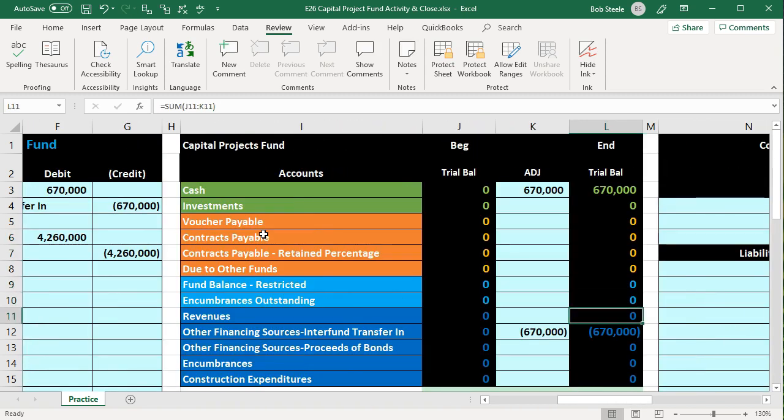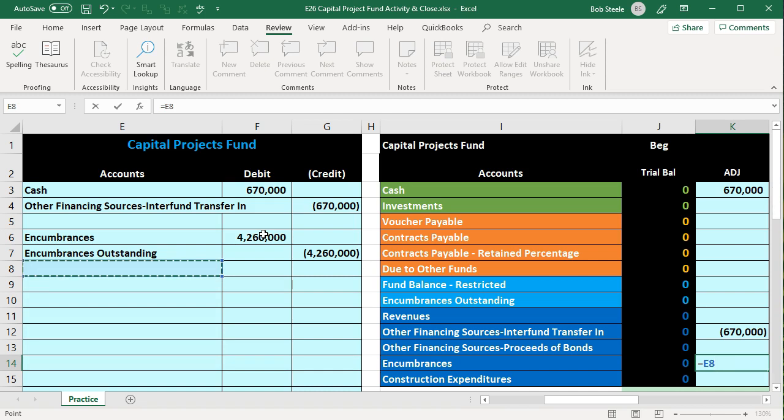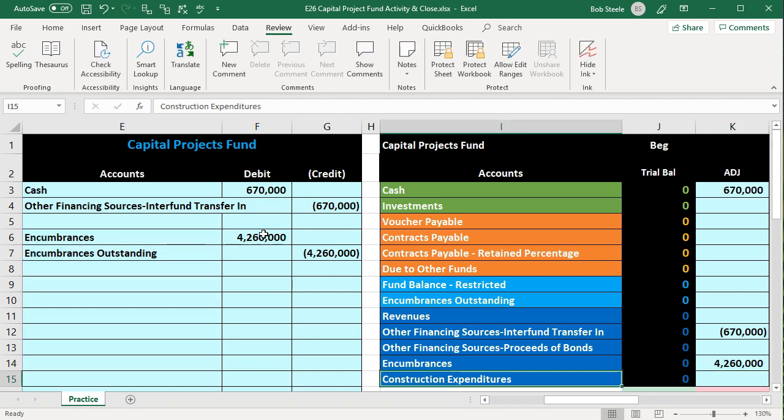So we'll scroll over to encumbrances. There's the encumbrances. We are in K14 where we will say equals and scroll up to that debit amount and enter. So there we have that.